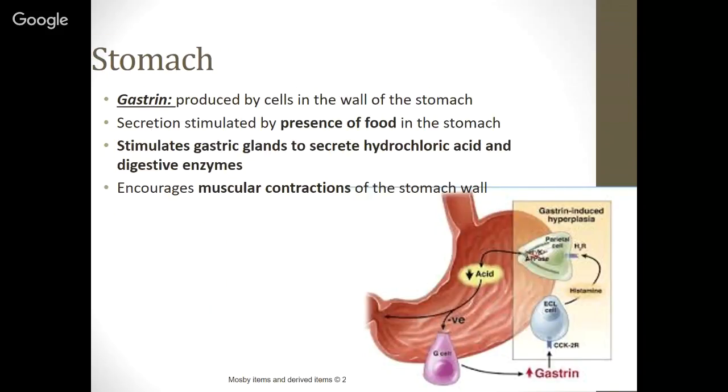Within the stomach, we have gastrin. Gastrin is a hormone that is produced by cells in the wall of the stomach. The secretion of gastrin is stimulated by the presence of food in the stomach, which stimulates those gastric glands to secrete hydrochloric acid and digestive enzymes. Gastrin also encourages muscular contractions of the stomach wall.